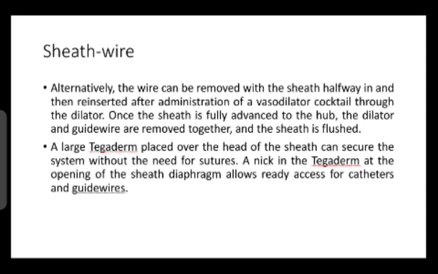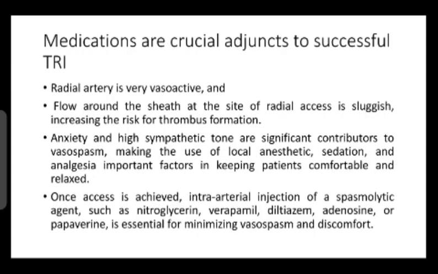Alternatively, the wire can be removed with the sheath halfway in and then reinserted after administration of a vasodilator cocktail through the dilator. Once the sheath is fully advanced to the hub, the dilator and guide wire are removed together and the sheath is flushed. A large Tegaderm placed over the head of the sheath can secure the system without the need for suture. A nick in the Tegaderm at the opening of the sheath diaphragm allows ready access for catheters and guide wires.